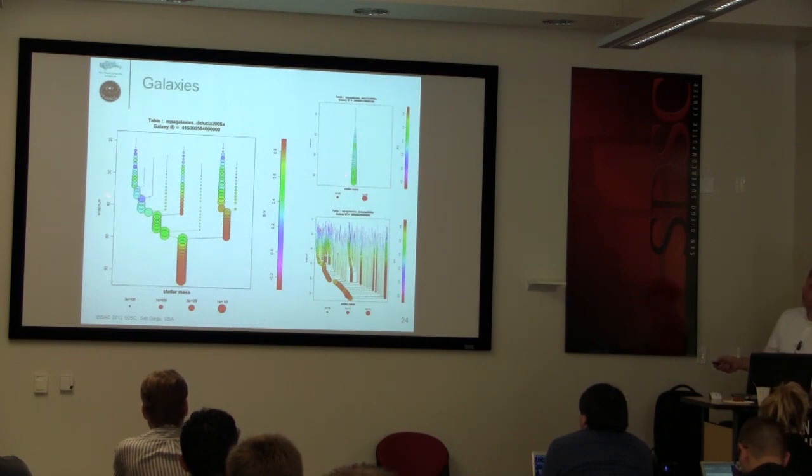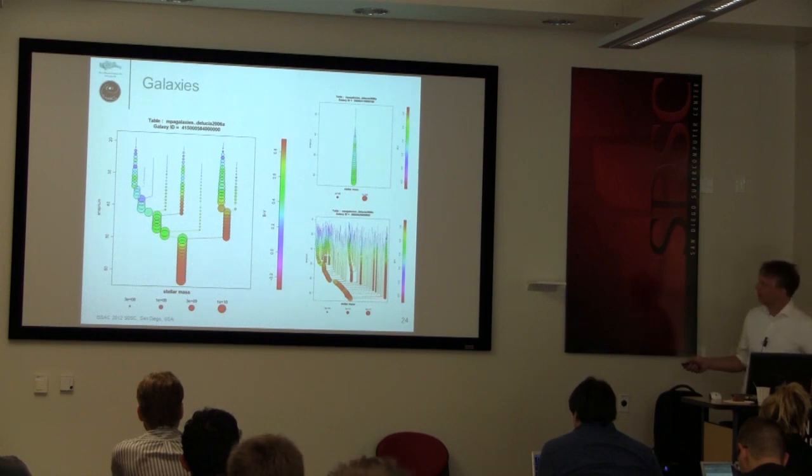There are others that have some merging processes. So this here is the main branch, and then other things merge onto this. You see that galaxies generally turn redder, as you may expect. And then you have these very complex ones, like brightest cluster galaxies.